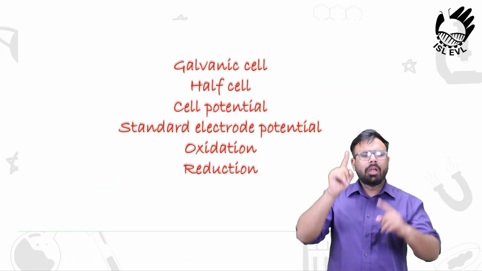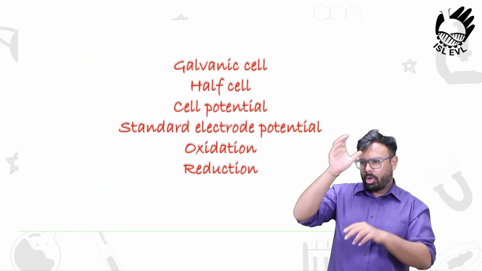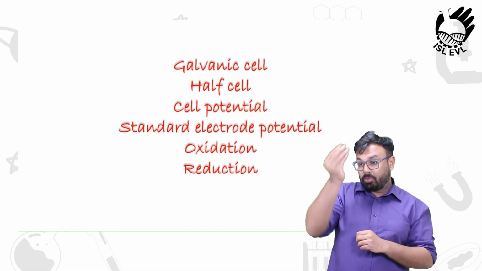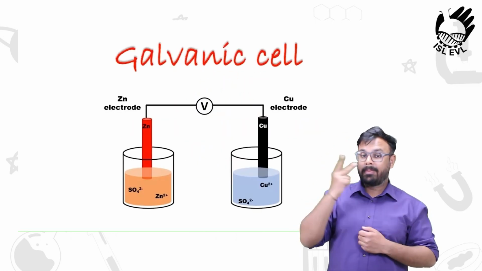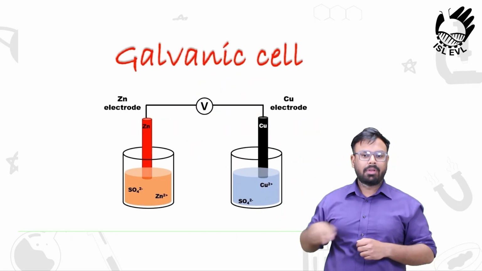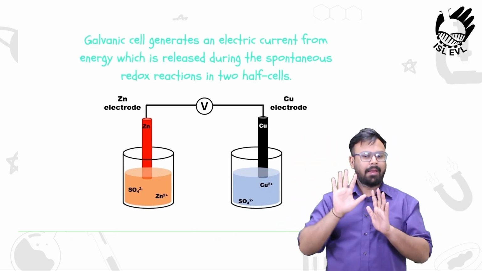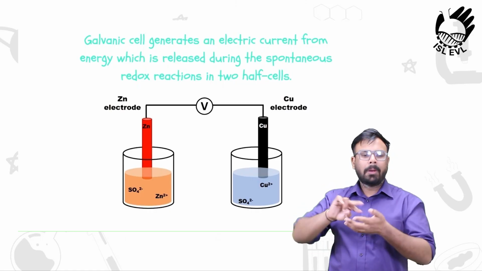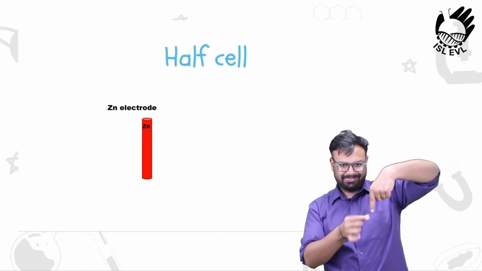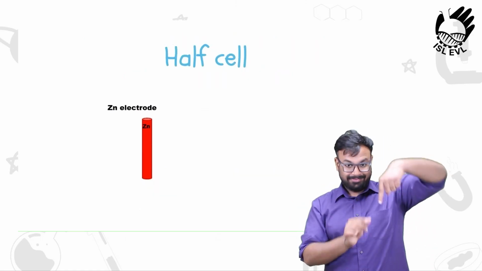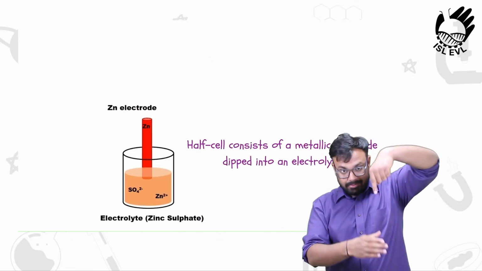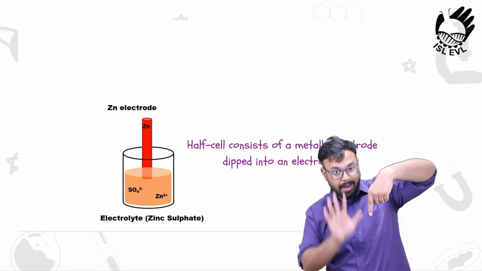In order to understand the clear concept of EMF, there are few concepts to be known before. Firstly, the galvanic cell. Galvanic cell generates an electric current from energy which is released during the spontaneous redox reaction in two half cells. Half cell consists of metallic electrode dipped into an electrolyte. Here, the zinc electrode is dipped in its own electrolytic solution.